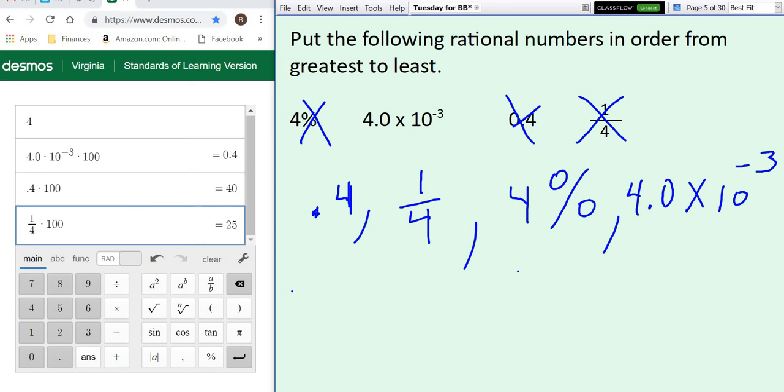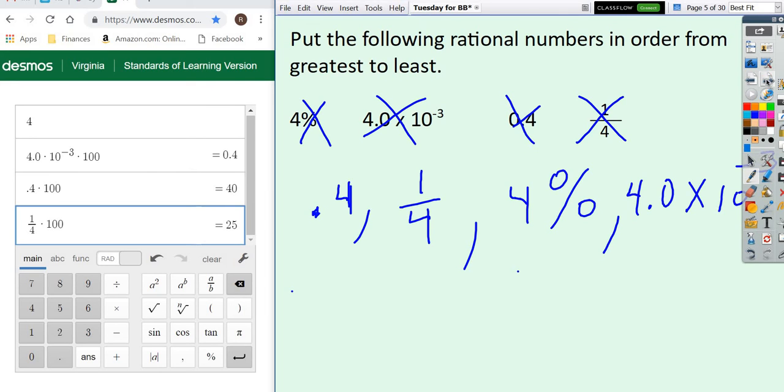So if you look at how easy it is, once you use your calculator, you are in great shape.